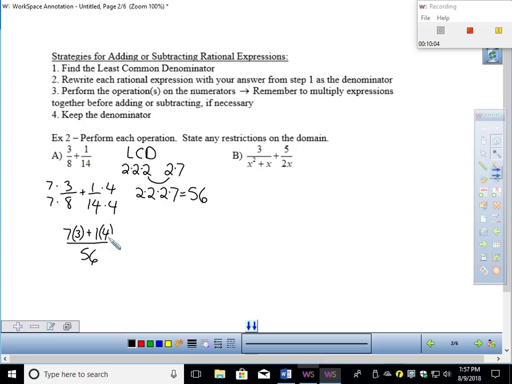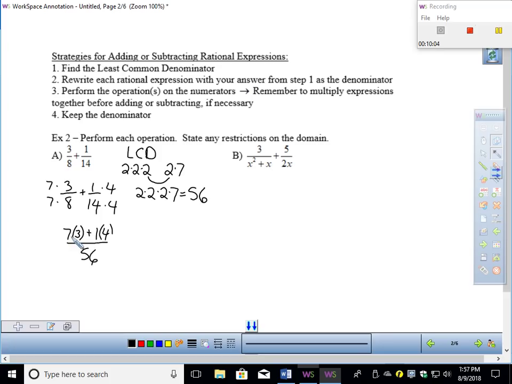Now, if you can get this far, wow, that is awesome. I think the process will make sense. So conceptually, if you can get here, that's fantastic. The rest is just algebraic manipulation. And let's see if we can simplify. So we did step 2. Rewrite each rational expression with your answer from step 1 as the denominator. Done. Step 2, perform the operations on the numerator.